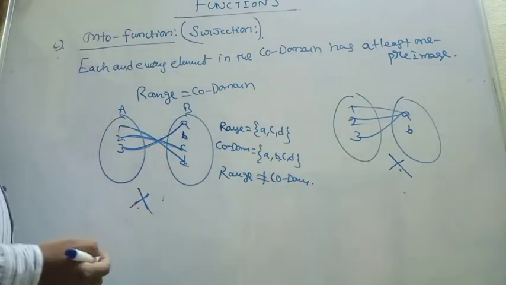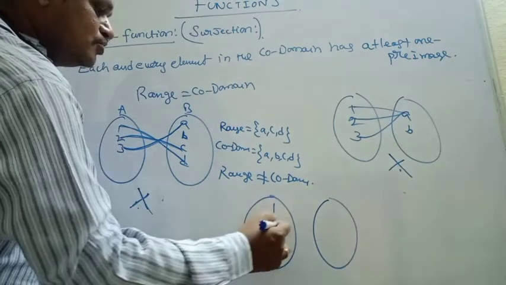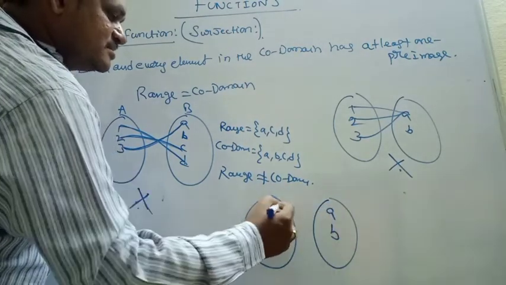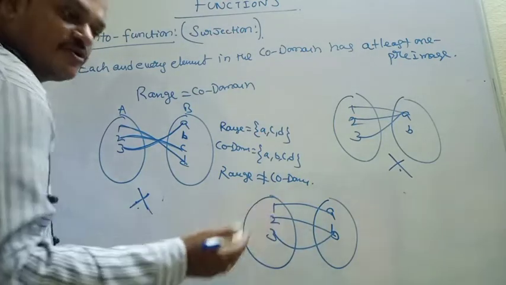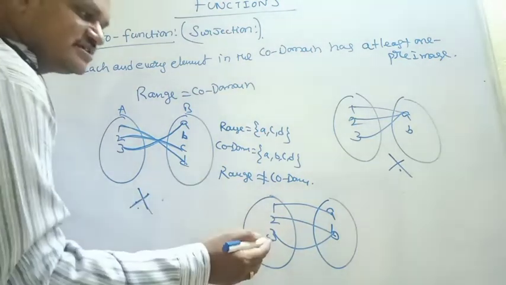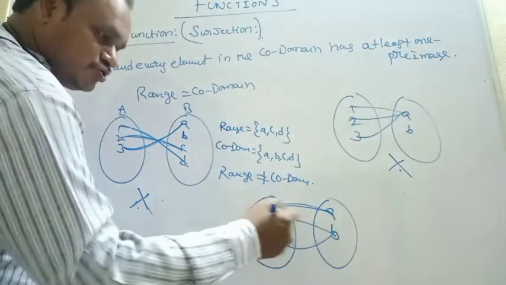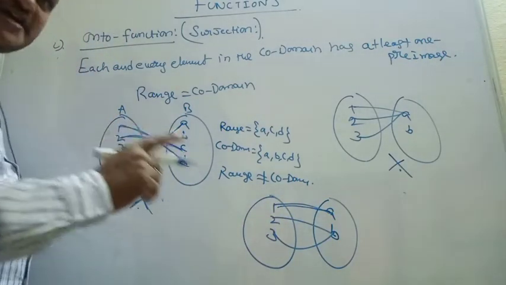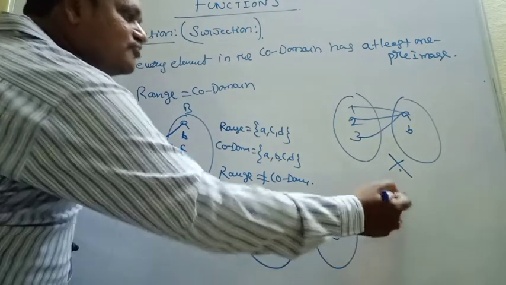Now let us think about the other one. I am having here 1, 2, 3, A, B like this. 1 with A, 2 with B, 3 with B. Here, is it an onto function? Yes, it is an onto function, because A is having pre-image 1, B is having 2, 3. We told at least one. At least one means more than one, no problem. Therefore, it is an onto function like this.